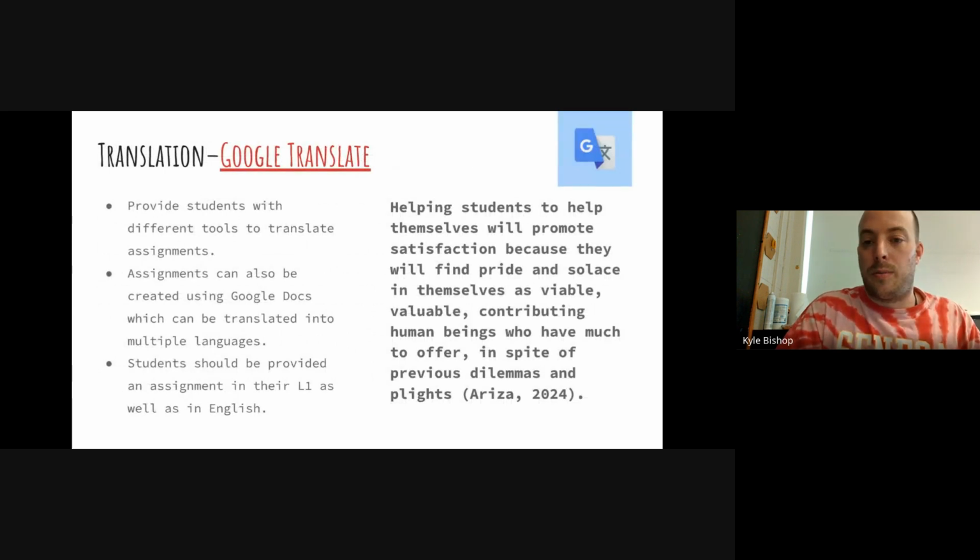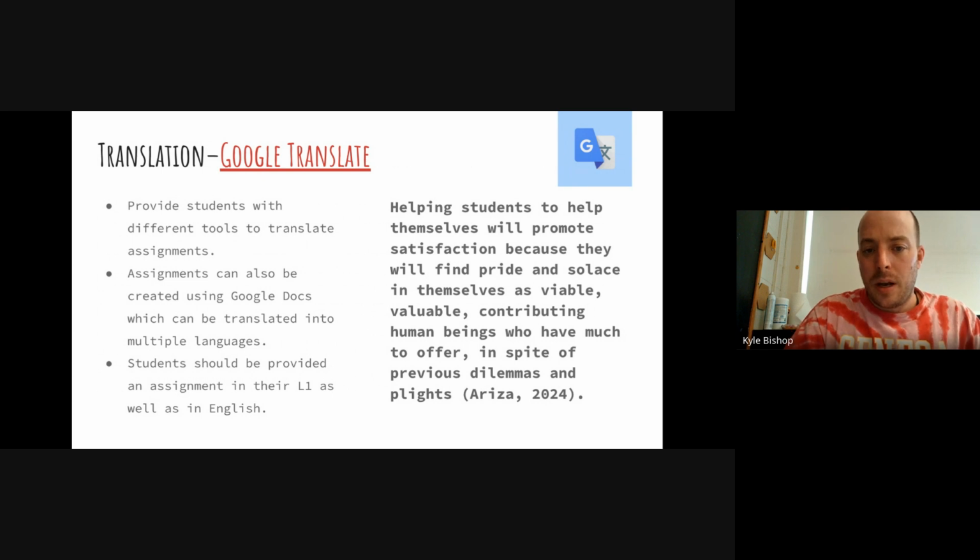So translation is really important. We know it's important to use translation tools whenever we can to help multilingual learners access our content. And one of the main tools that we use here, and this is pretty common, is just Google Translate. And that helps provide students with different tools to translate assignments. Also, I would throw out there in the presentation that whenever teachers create assignments using Google Docs, students can use the translation tool that is built into Google Documents and even Google Slides to help translate the content, so they can not only see it in English but also their L1.